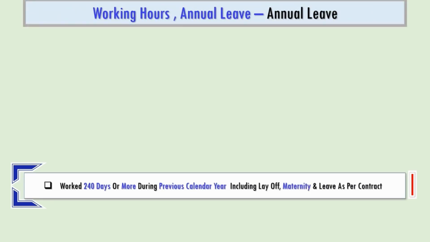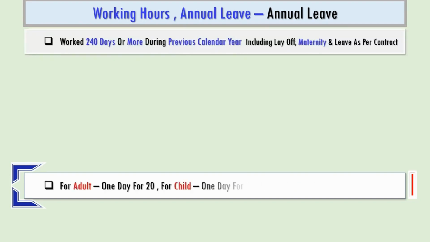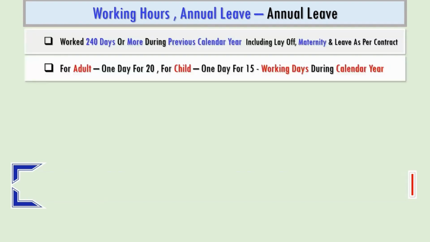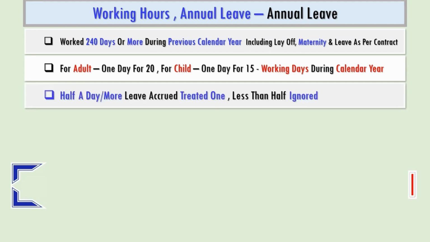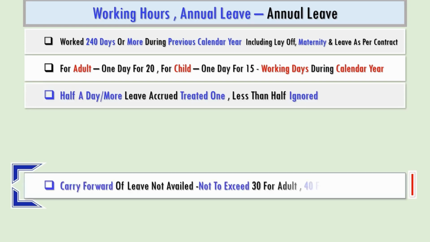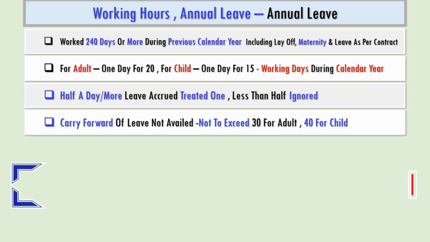240 days in a calendar year must be worked to be eligible for annual leave. Adults get 1 day for every 20 working days. Children get 1 day for every 15 days in a calendar year. Half a day or more is converted into a full day and less than half is ignored. Carry forward: 30 days allowed for adults and 40 days allowed for children.